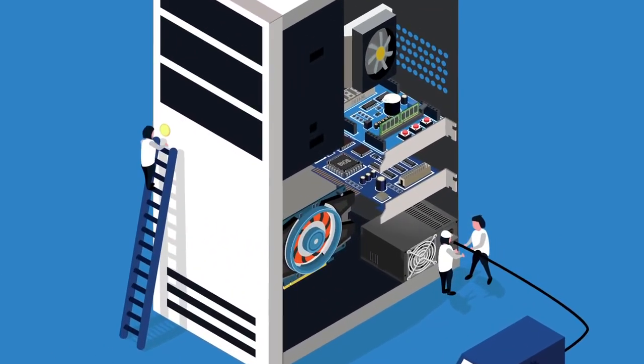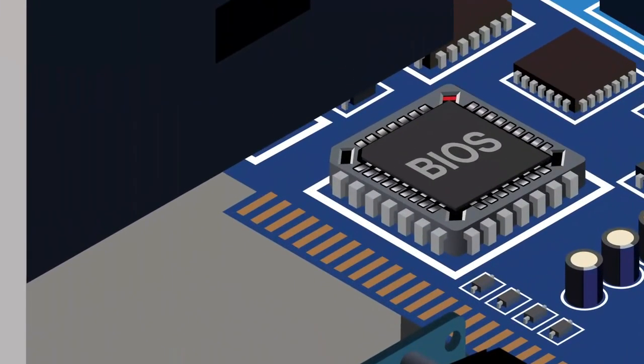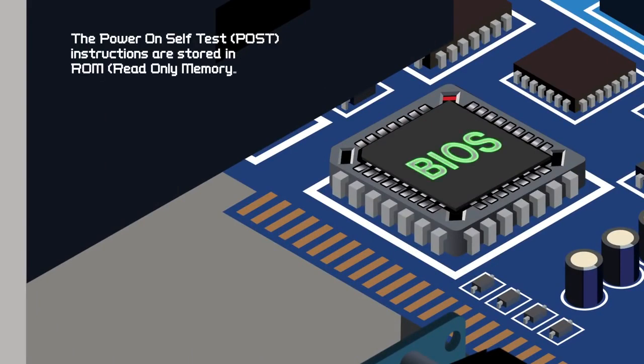When you turn on your computer, the power supply sends power to the motherboard, which in turn activates the boot process. The Power On Self-Test, POST, instructions are stored in a ROM, a read-only memory chip, as part of the BIOS, or the Basic Input-Output System. The POST runs through a series of tests to make sure everything is working.